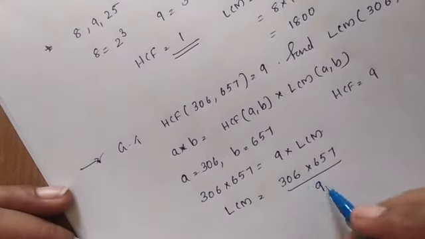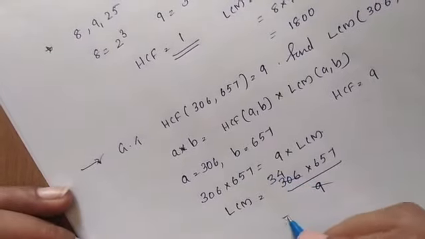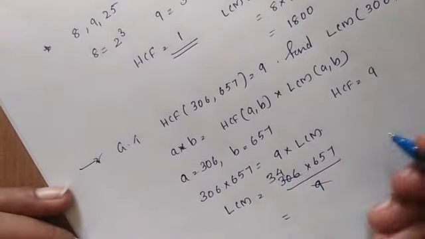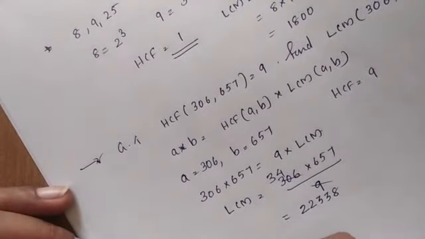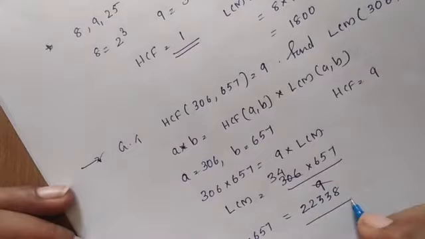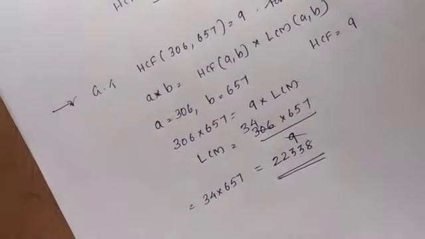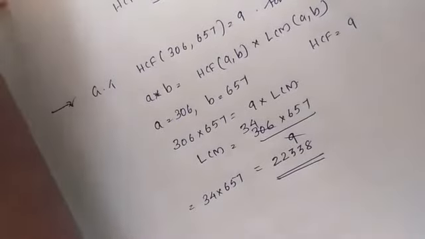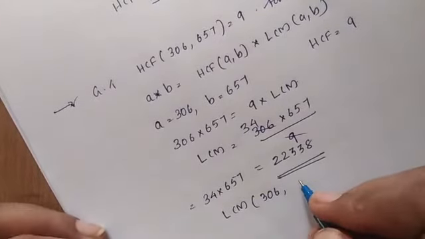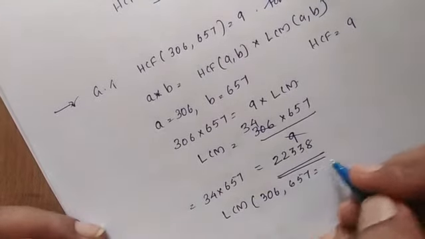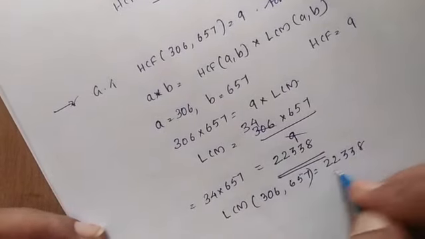I can divide it using 9: 306 divided by 9 is 34. 34 into 657 is equal to 22338. So LCM of 306, 657 is equal to 22338.